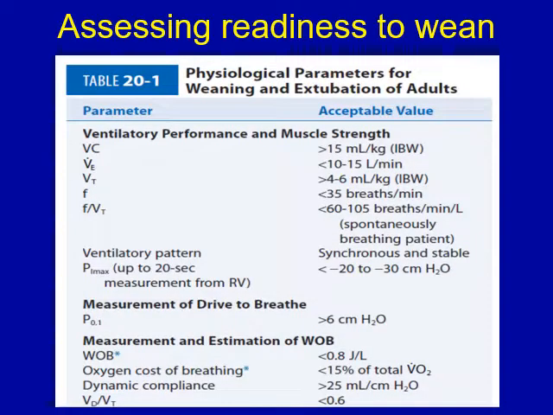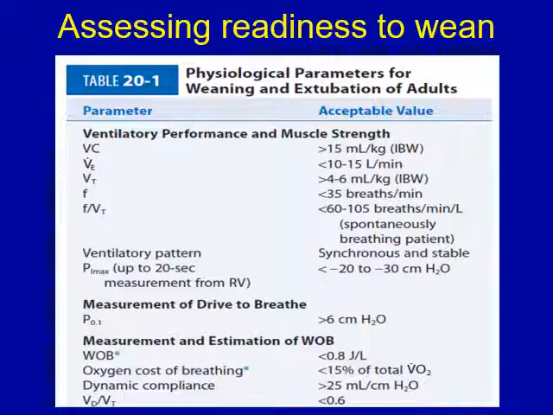Now coming to the respiratory criteria. In case of respiratory criteria, we have many objective parameters. That is, your vital capacity should be more than 15 ml per kg. Minute ventilation should be less than 10 to 15 liters. This is also very important. Minute ventilation of more than 10 to 15 liters per minute indicates the weaning will be a failure. That means the patient's ventilatory demand is more, so you should not wean such patients.